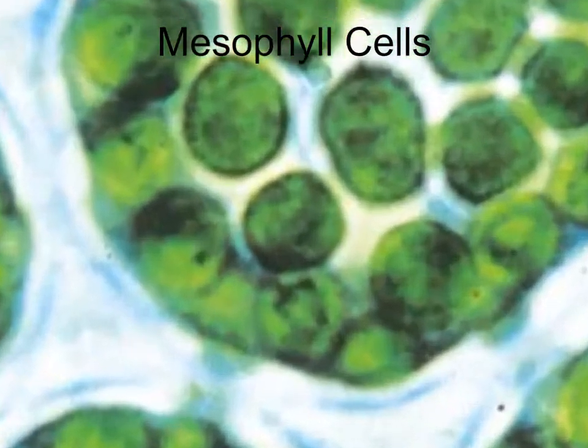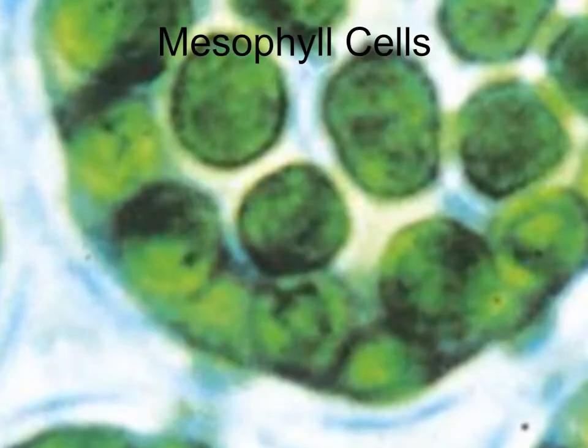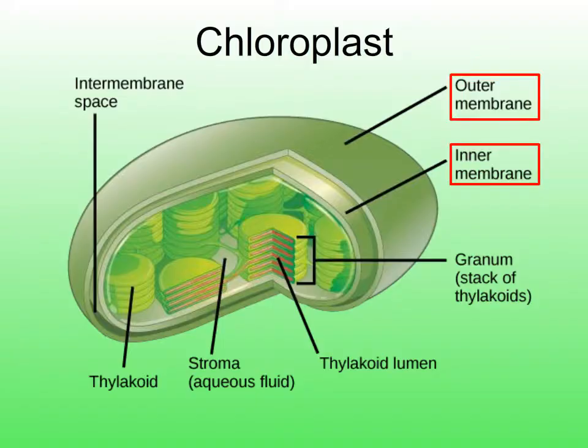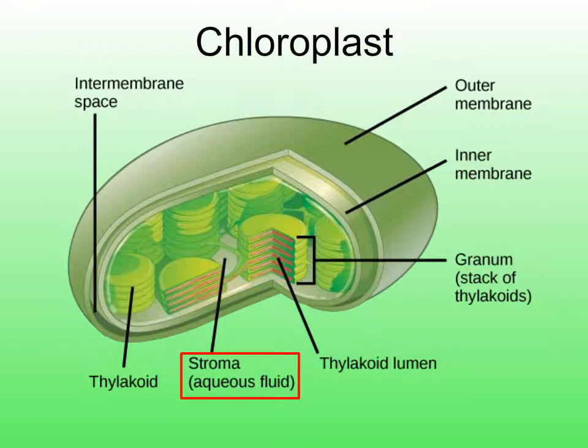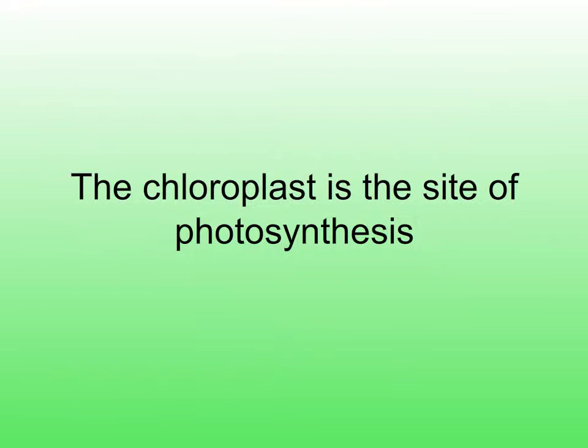Let's take a closer look at a chloroplast. The chloroplast is surrounded by a double membrane. The stroma is the space the inner membrane surrounds. Enzymes for the synthesis of carbohydrate molecules are in the stroma. Pigments necessary for the light-capturing reactions of photosynthesis are part of the thylakoid membranes. So the chloroplast is the site of photosynthetic reactions.